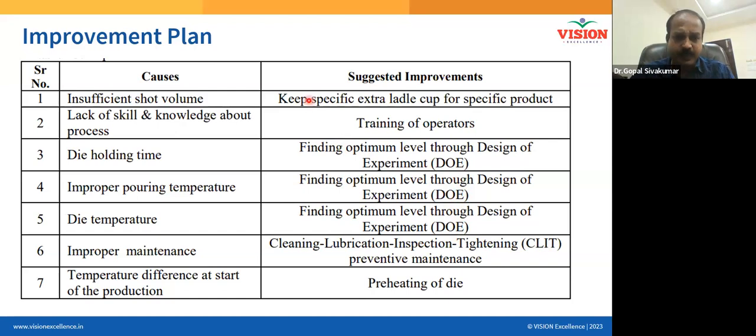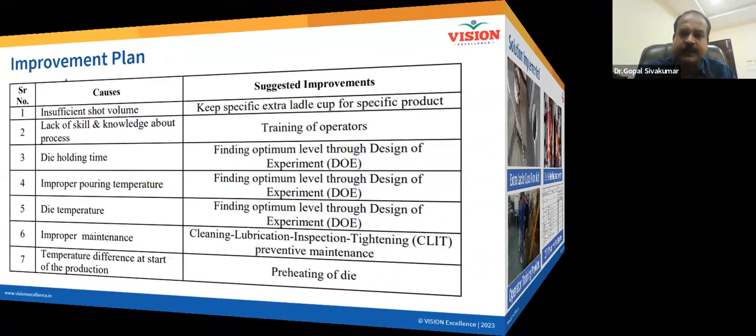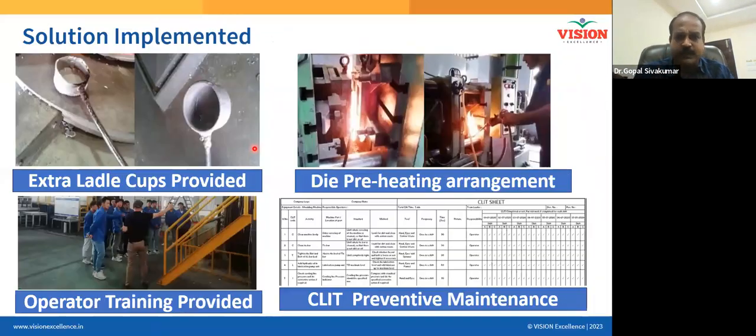And then for improper maintenance, the CLIT maintenance procedure is recommended. That means cleaning, lubrication, inspection, and tightening of the machineries and die, etc. have to be done by the operators themselves on a daily basis. And then the die temperature has to be at a particular level during the casting production process, so some preheating procedure is initiated. At frequent intervals, the die will be preheated. So these solutions are suggested, and then they were actually implemented.